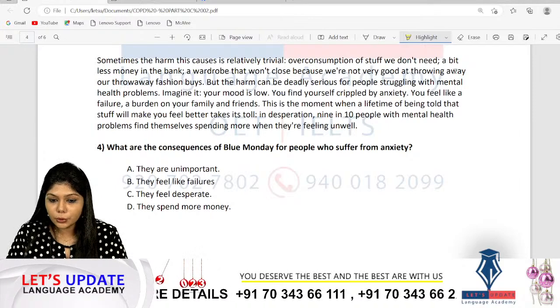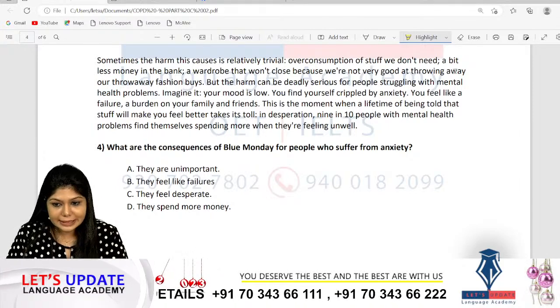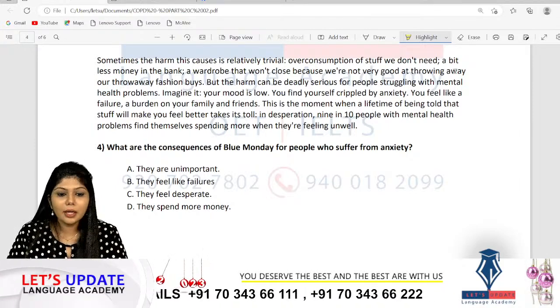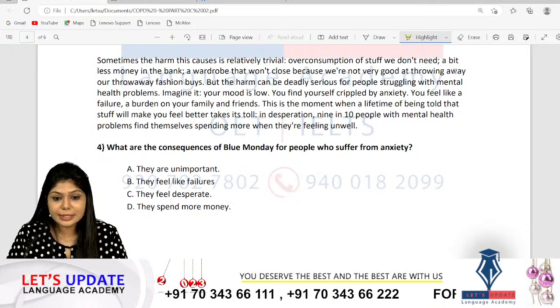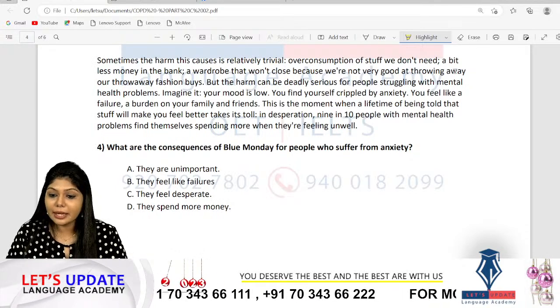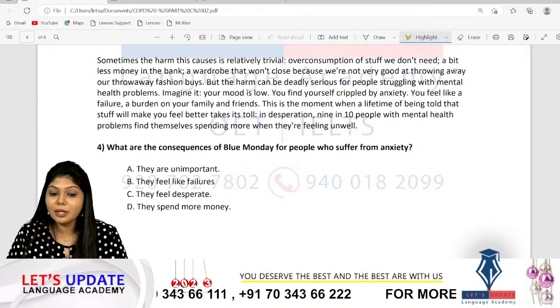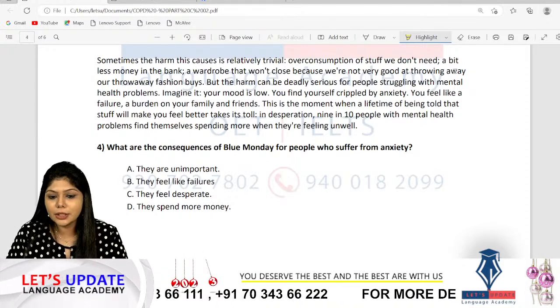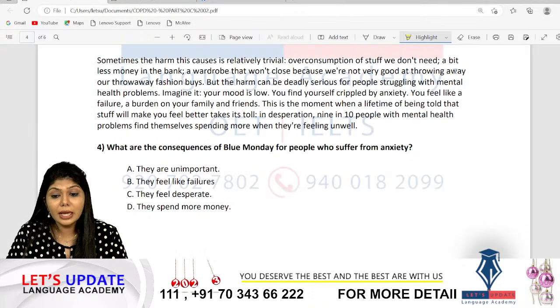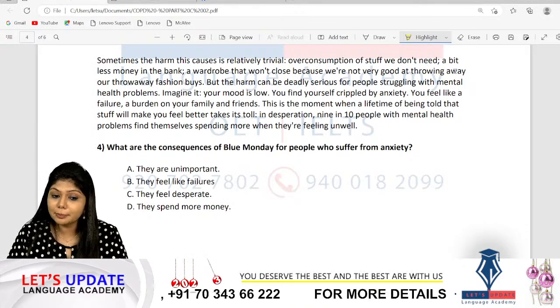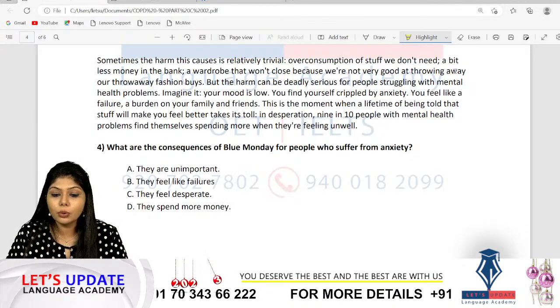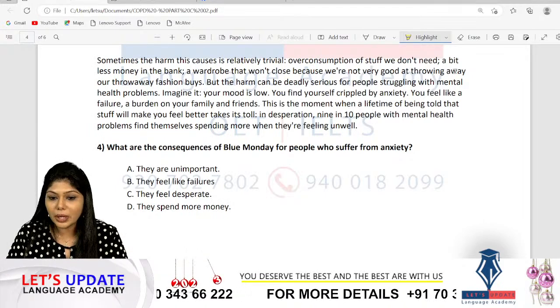Imagine it, your mood is low. You find yourself crippled by anxiety. You feel like a failure, a burden on your family and friends. This is a moment when a lifetime of being told that stuff will make you feel better takes its toll. In desperation, 9 in 10 people with mental health problems find themselves spending more when they are feeling unwell.